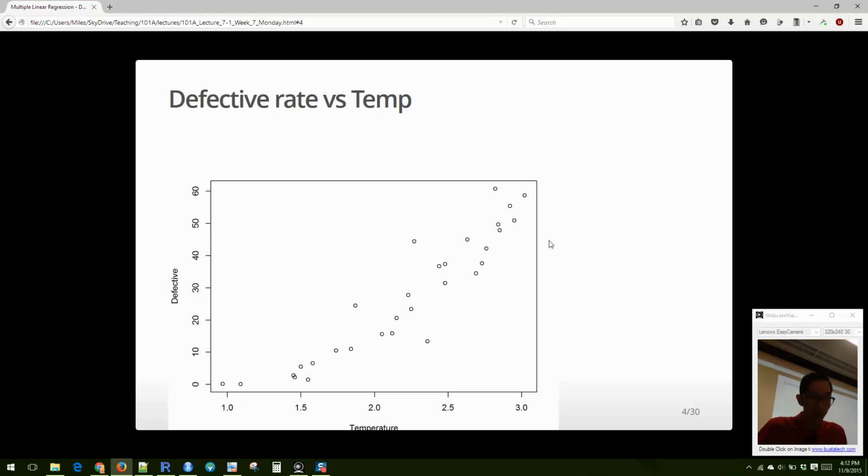Here we're plotting the defective rate versus the temperature, and it looks linear, or there could also be some kind of curvature here. It's kind of difficult to say. It looks like there might be some curvature, because if it were truly linear, we'd probably expect these two lower points to be somewhere down here.